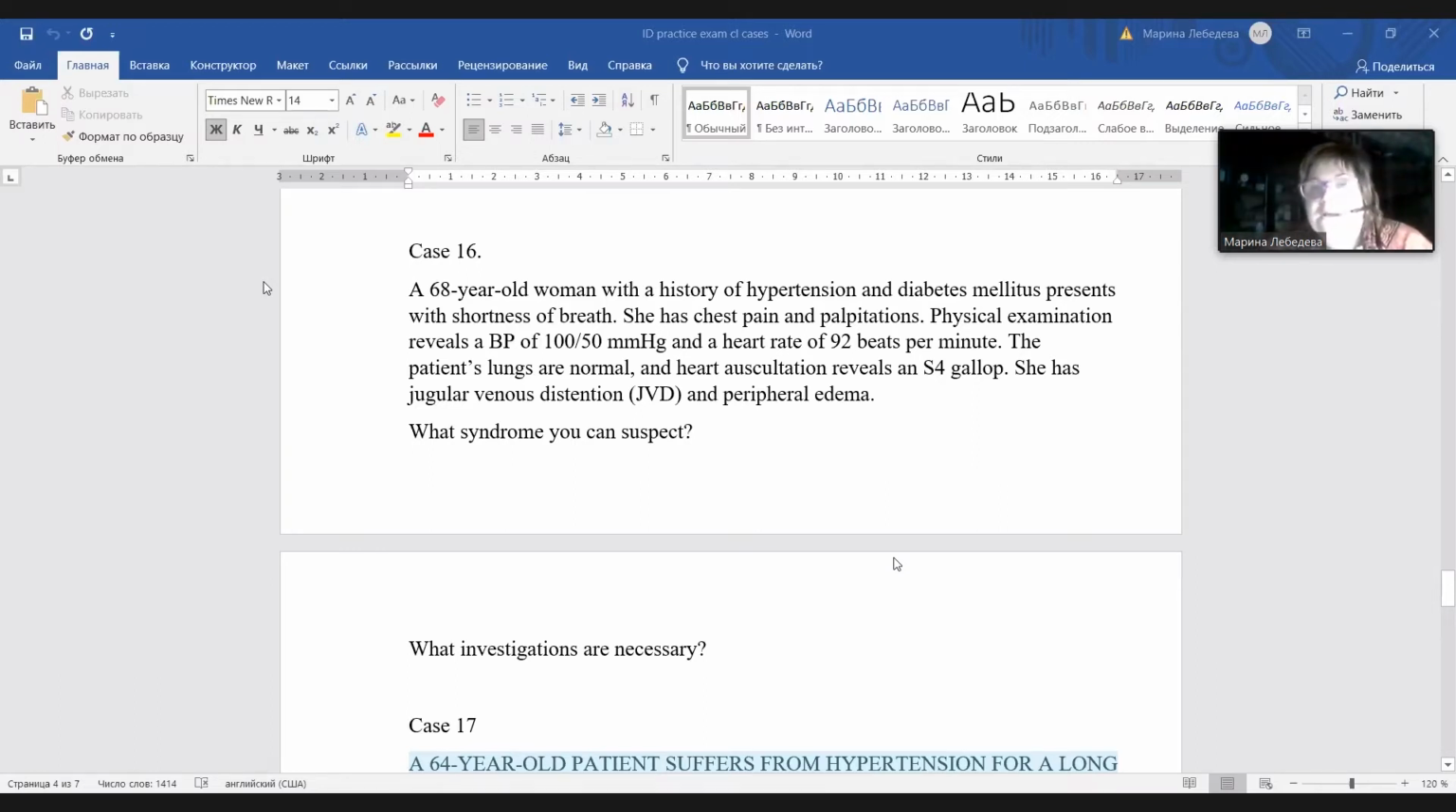So this is acute heart failure in a patient with a medical history of hypertension and diabetes. All the signs: dyspnea, low blood pressure, tachycardia. Moreover, she has an angina attack. So it is acute heart failure due to an angina attack also. Echocardiography and ECG must be done.